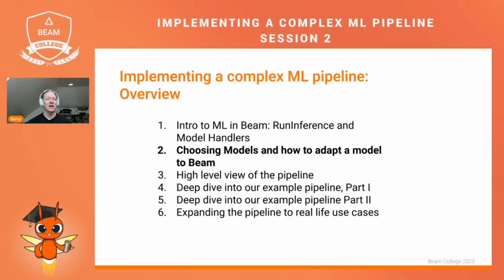So last time in session 1, we had an introduction to Beam and the RunInference transform and the ModelHandler class that provides the main argument to the RunInference transform. Today, in session 2, we're going to talk about how to choose a model for a task and how to adapt that model to Beam.